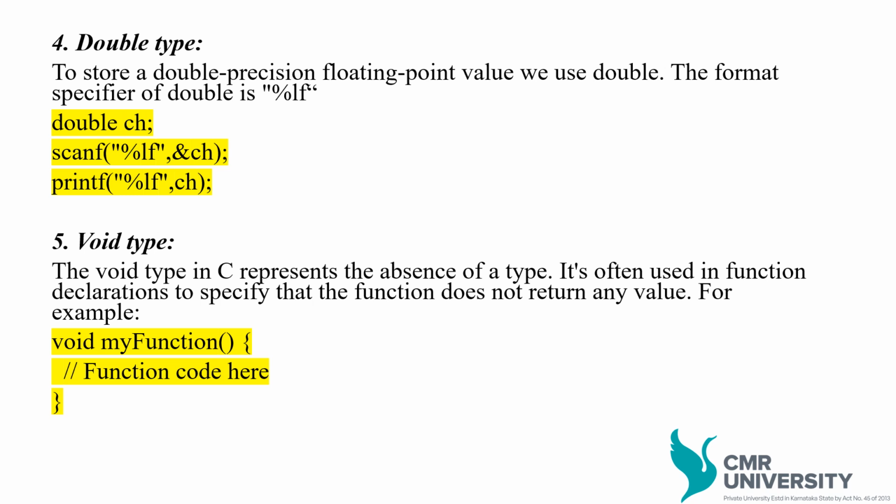And next type is void. Void type in C represents the absence of a value. If we don't have any value to return, we will use the void type. It's often used in function declarations to specify that the function does not return any value. Here, you understood, right? We don't want any value to be returned. Hence, we will use void type, and the syntax follows as void my function with curly braces.